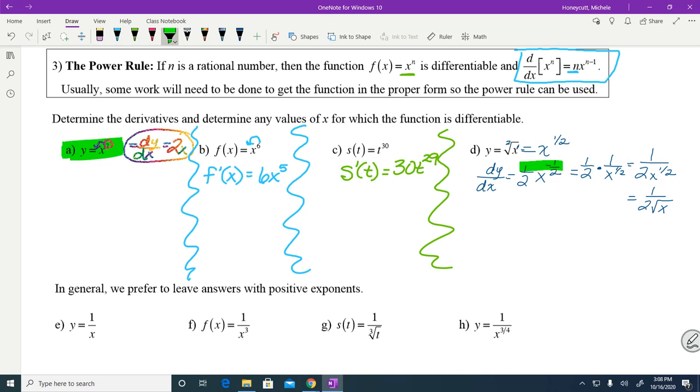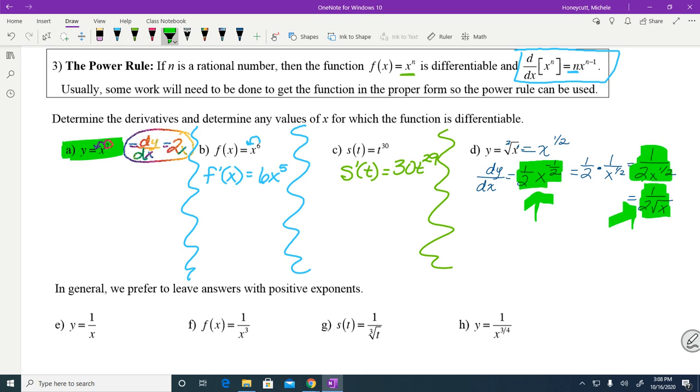Now, any of these answers are fine. You could write your answer like this, like this, and like this. I would accept any of those answers on a paper assignment. Sometimes you're given directions to write your answer with a positive exponent. Sometimes you're asked to write your answer as a radical. Sometimes you're given a multiple choice question and you don't know which way they're going to write the derivative. So you need to be careful, or be able to realize that if you get this as your answer, it's the same as that.